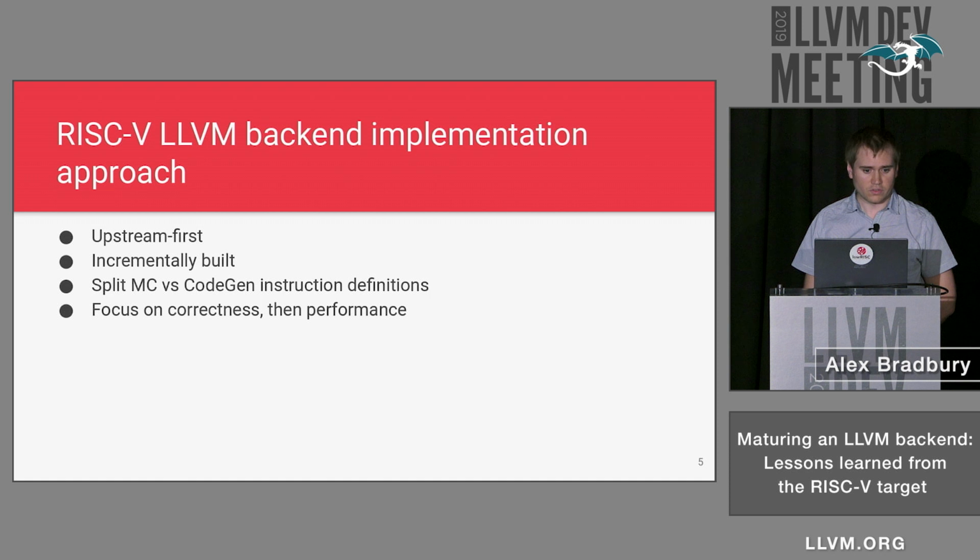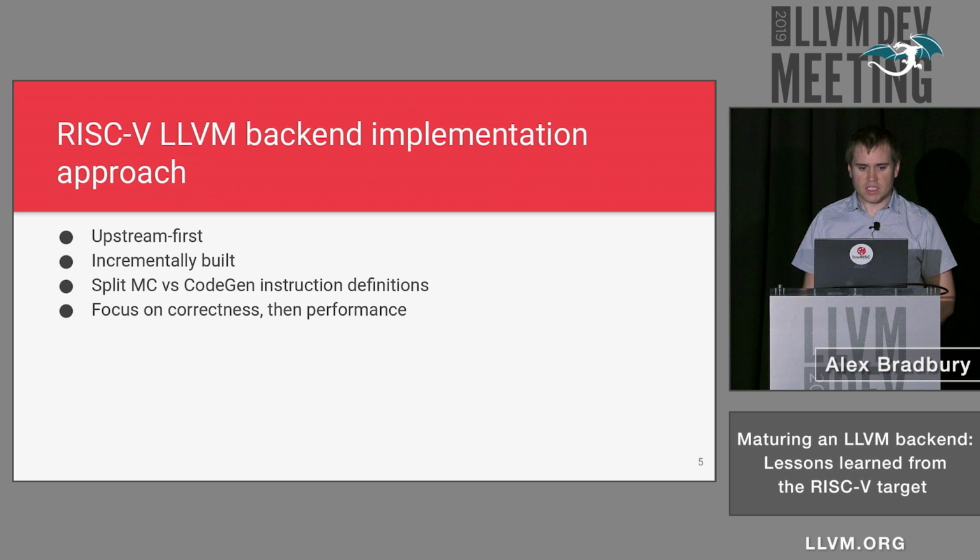So the approach we took was to build something upstream first, and produce it incrementally. This affects both the review strategies, so trying to ensure that things can be split up as cleanly as possible, so that reviewers aren't reviewing some huge 5,000 line patch to add the whole backend in one go. It also affects testing, although generally LLVM has a very strong testing culture. We tried particularly hard to ensure that each incremental change had tests that matched it wherever possible.